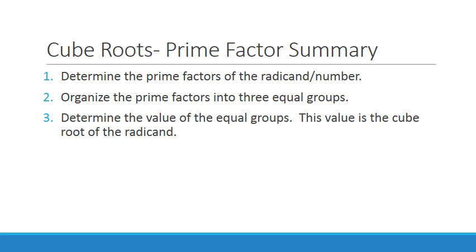Here's a quick summary. Same exact steps. I've just changed a few words. So determine the prime factors of the radicand number. Organize the prime factors into 3 equal groups now. Determine the value of the equal groups. This value is the cube root of the radical.